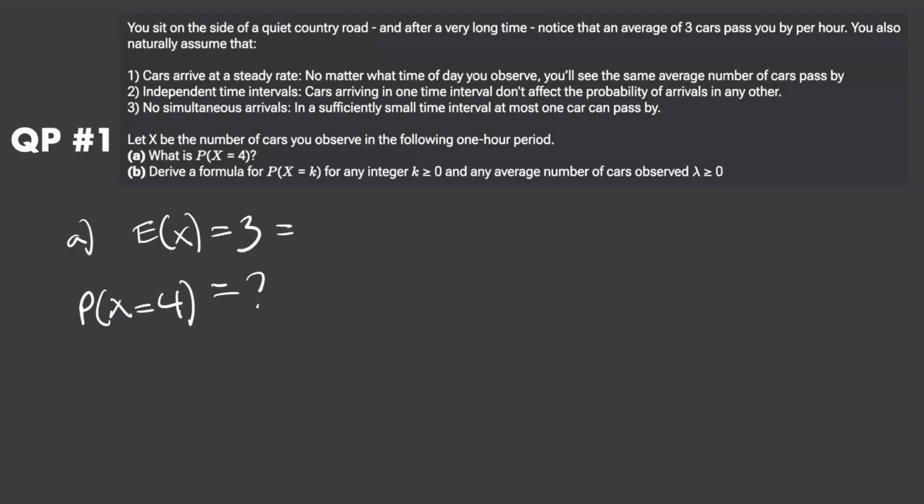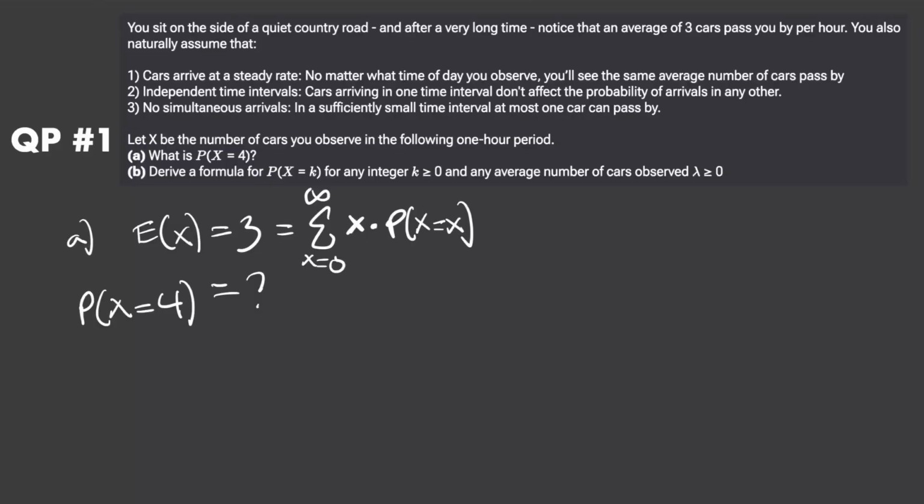Well, we know the definition of expected value. In this case, x is discrete, so x can take values from 0 all the way up to infinity because it represents the number of cars passing by in a 1 hour period. So we could have 0 cars pass by, we could have 1, 2, all the way up to very large numbers. So the expected value of x is just going to be equal to the sum over all these possible values that it can take times the probability of that specific value occurring.